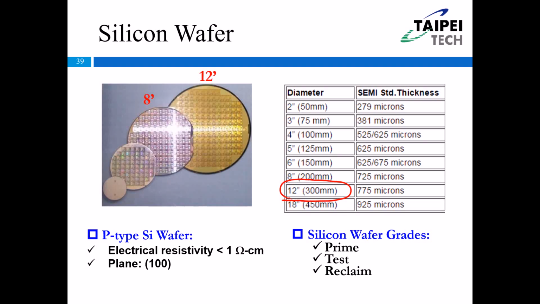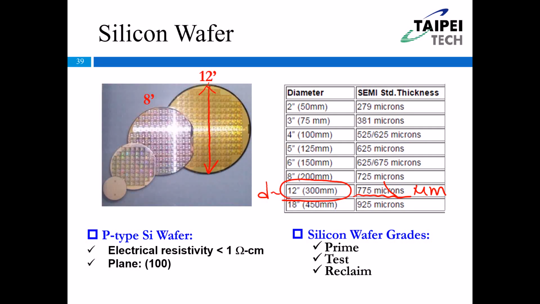Okay. A 12-inch silicon wafer means the diameter is 12 inches. And the thickness is in micrometers, around 775 micrometers. The silicon wafer must have this thickness in order to have sufficient mechanical strength, so we cannot fabricate a thinner silicon wafer. So 775 micrometers is very, very thin for me.